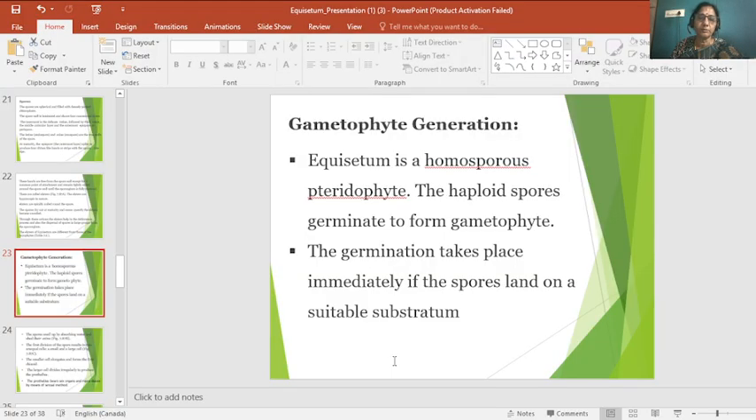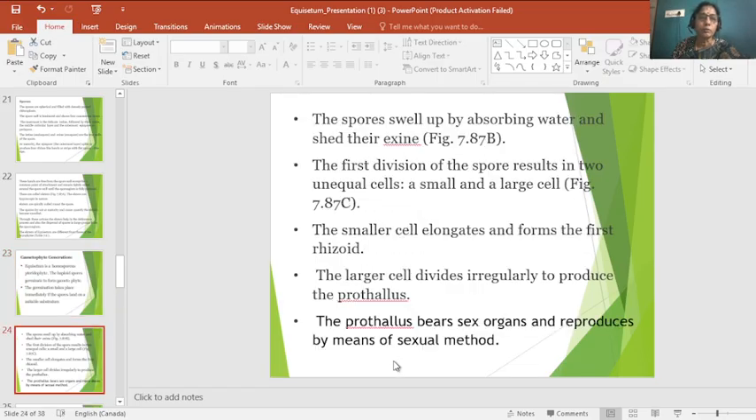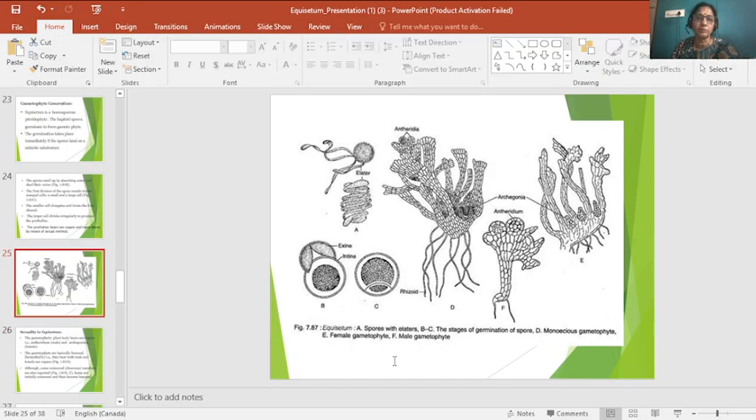Germination takes place immediately if the spores land on a suitable substratum. The spores swell up by absorbing water and shed their exine. The first division of the spore results in two unequal cells, a small cell and a large cell. The smaller cell elongates and forms the first rhizoid. The larger cell forms the prothallus, and the prothallus bears the sex organs and reproduces by means of sexual methods.